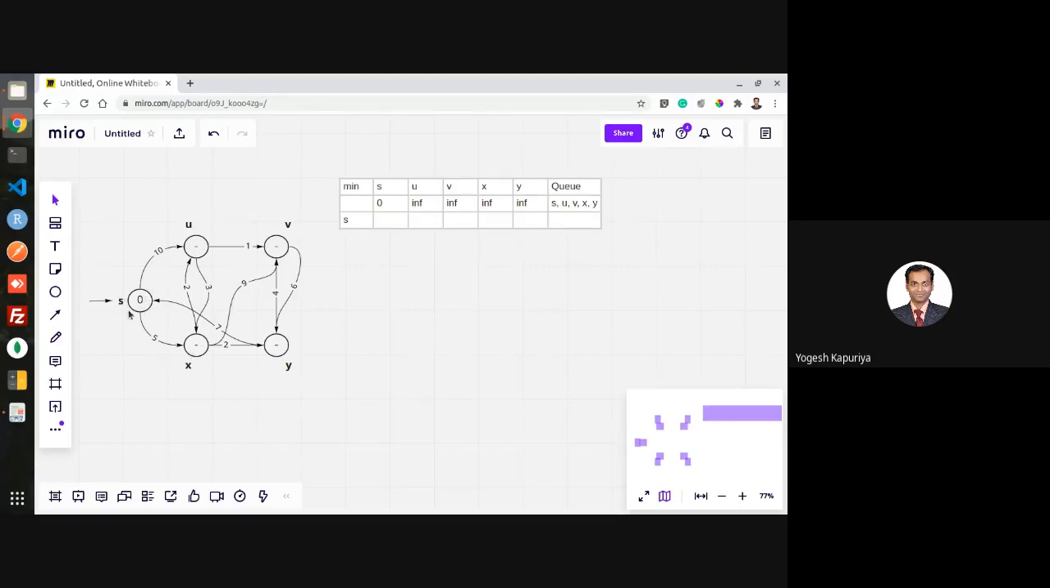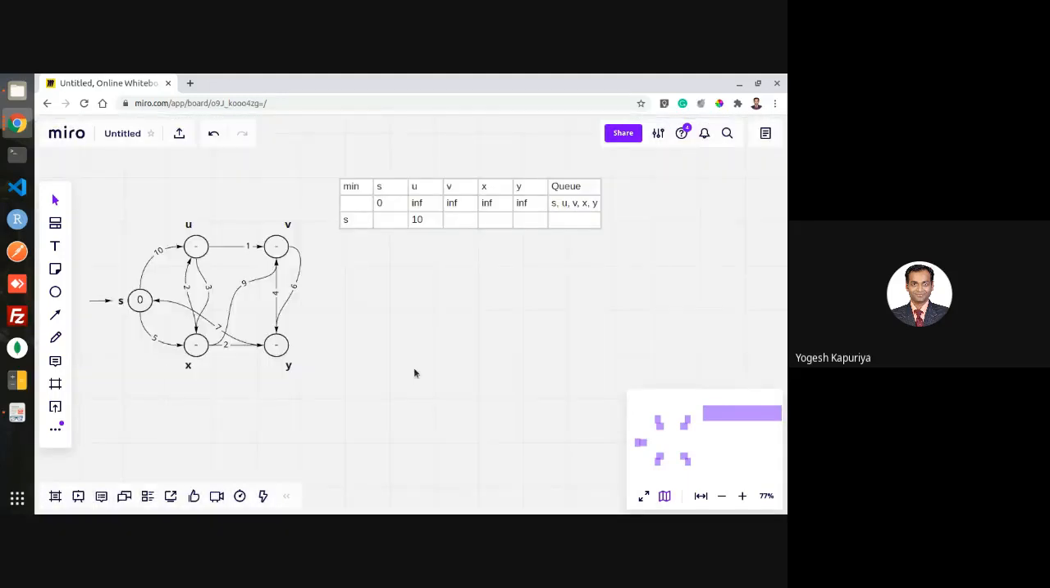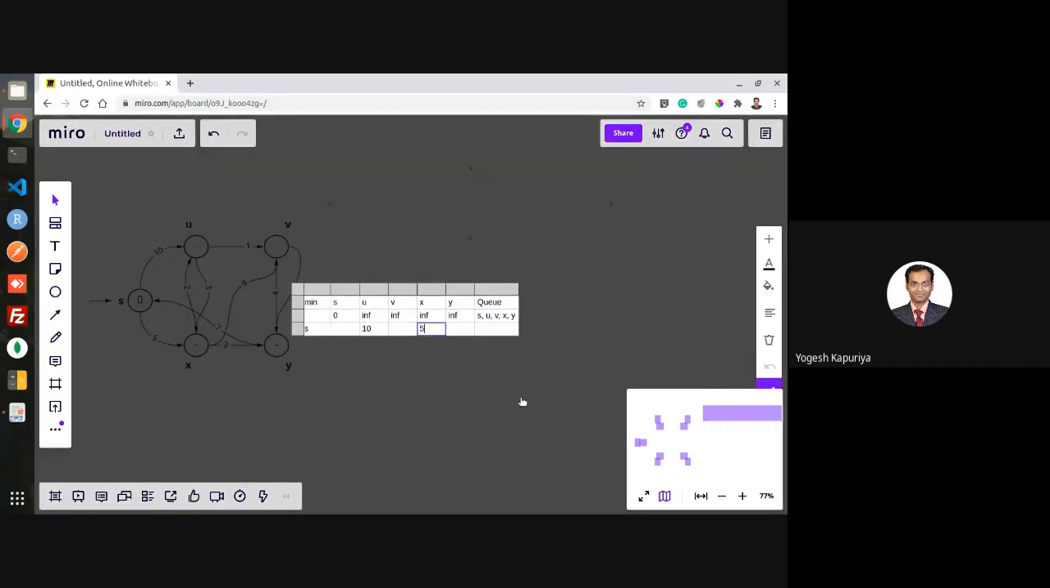Relaxing means to check two endpoints. What is the current weight? Here it's 0, here it's infinity. If you relax this, 0 plus 10, it is 10. This is infinity, 10 is less than infinity. So that means the distance of U will be changed to 10 instead of infinity. Similarly, you will update the distance of X as well. It's infinity and this is 5. So this will be updated to 5.